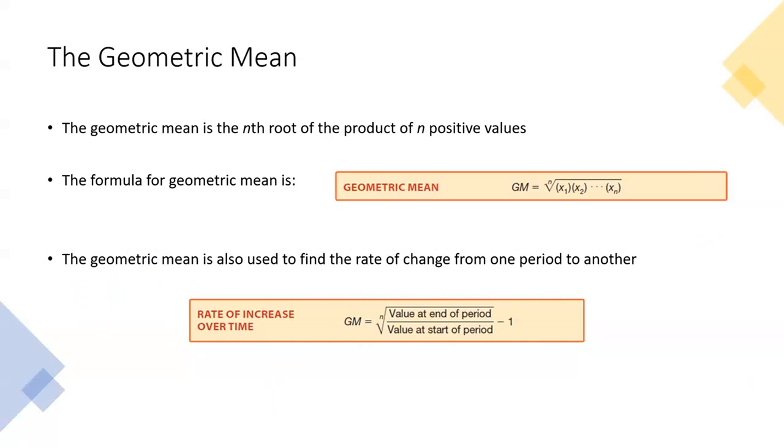Your geometric mean is really an nth root of your positive n values. It can be used when you're trying to look at the rate of change from one period to another.